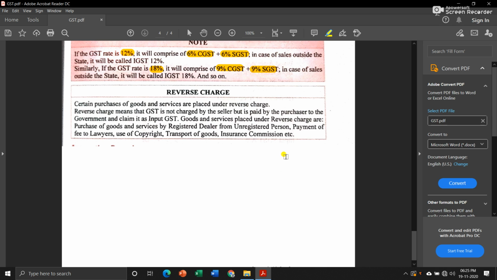Okay, so these were the basics of GST, and in our next session we will be seeing some practical examples or illustrations of GST, and we will wind up this short chapter in our next session, and from the session after that we will start cash book. Okay, so for this session we will wind up here. Thank you.